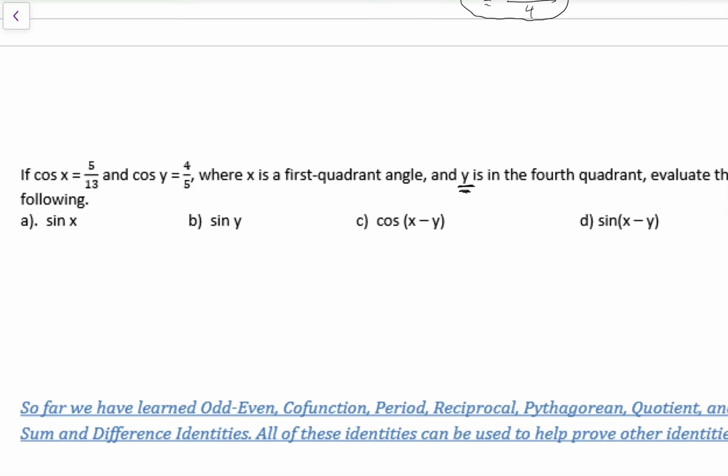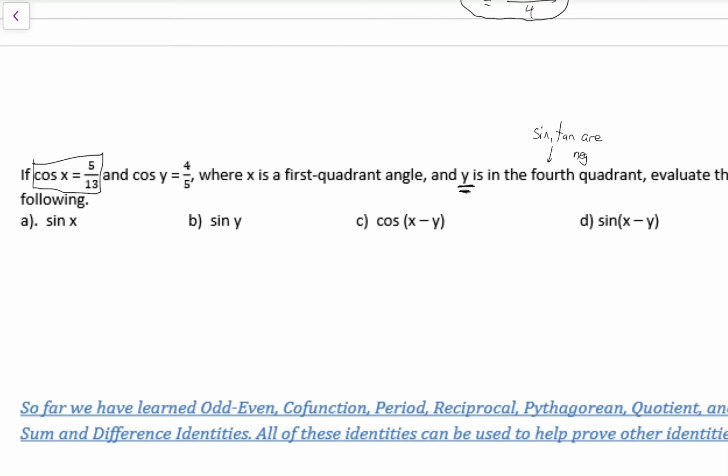So in the fourth quadrant, remember, cosine will be positive, but sine and tangent are negative. So we may or may not have to use that. Evaluate the following. Well, the first one, A, really has nothing to do with what we're learning today. We could actually find this a couple different ways, but what I'm going to do is just review the Pythagorean identities, and we can realize that we know we have cosine of x.